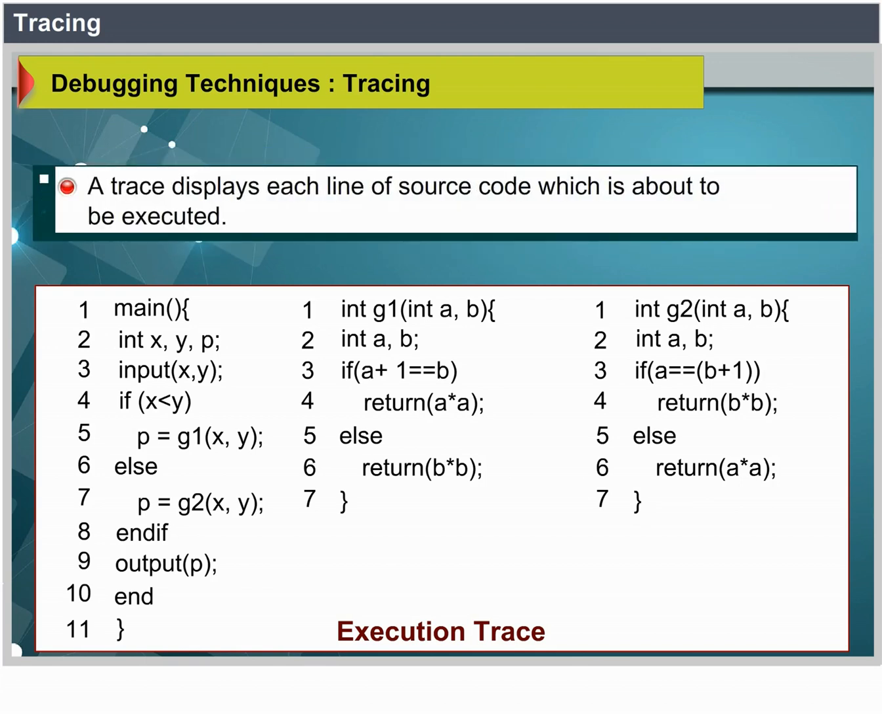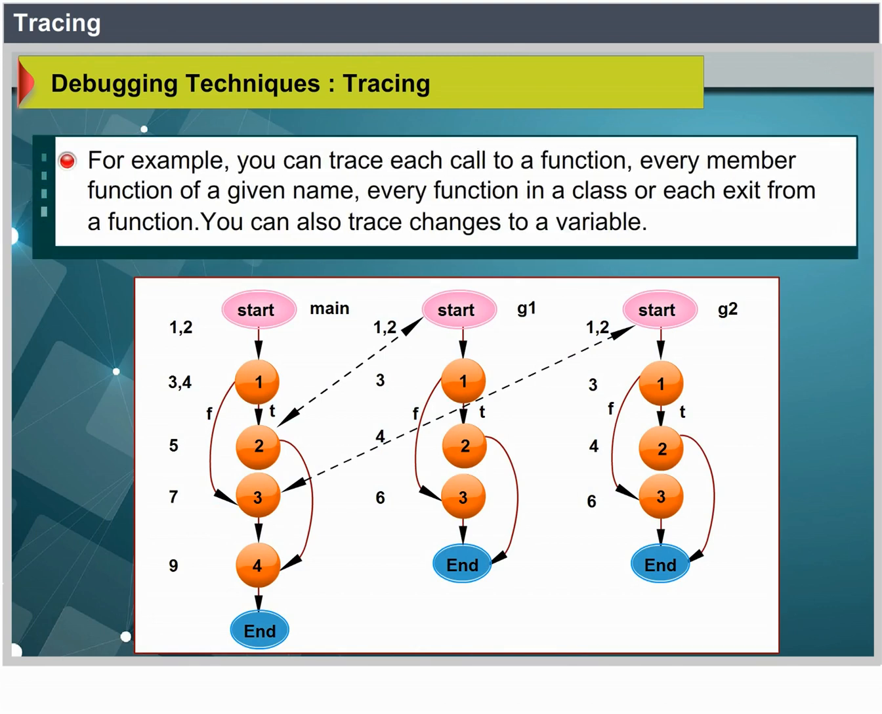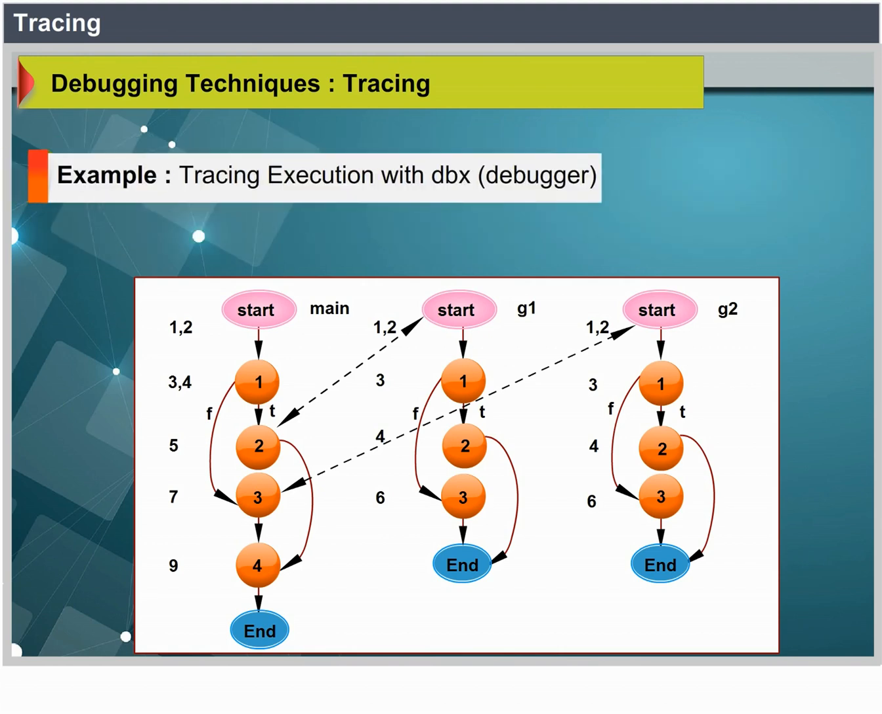A more useful trace applies a filter to display information about events in your program. For example, you can trace each call to a function, every member function of a given name, every function in a class, or each exit from a function. You can also trace changes to a variable. Example: tracing execution with the dbx debugger.